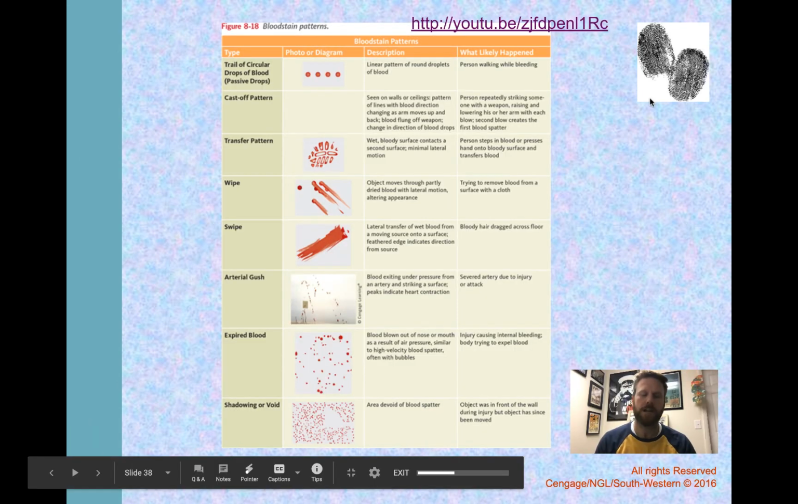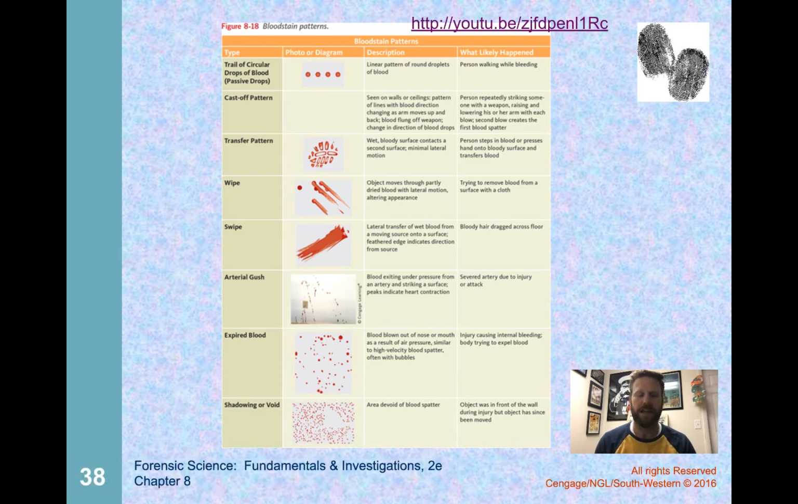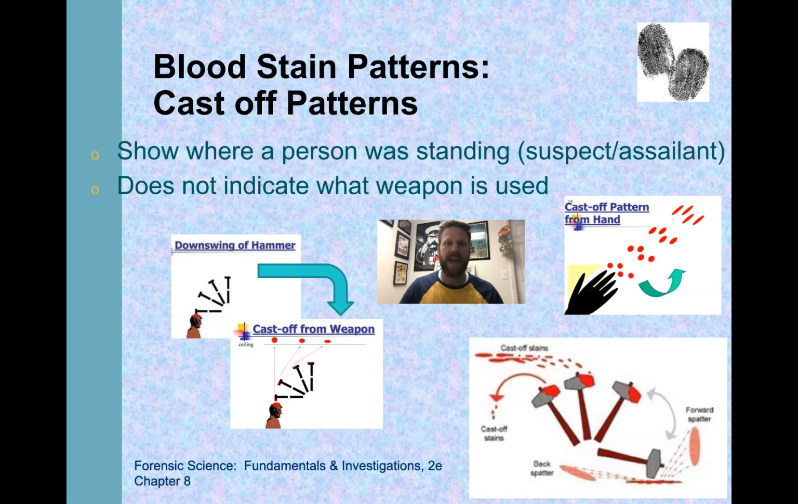Okay, so it works up to a certain height. Blood spatter can be classified into different types of blood stain patterns, laid out here on this table. If we look at just passive drops, those are simply drops that come from a source and they're dropping straight down, just regular old blood drops. Those are passive drops.